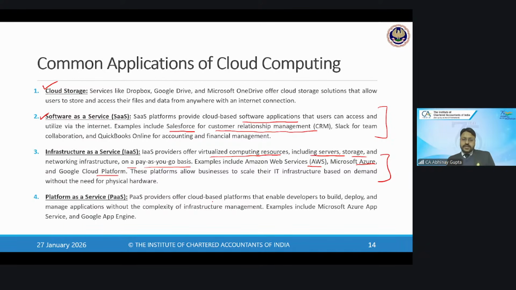Platform as a service, cloud-based platforms, for example, Microsoft Azure and Google App Engine, right? So these are the platforms which you can use for any app downloads. So Google Play Store, what is that? This is a platform. Whichever app you want to download on your phone, you cannot download it without the Google Play Store, right? But now there are alternatives emerging.